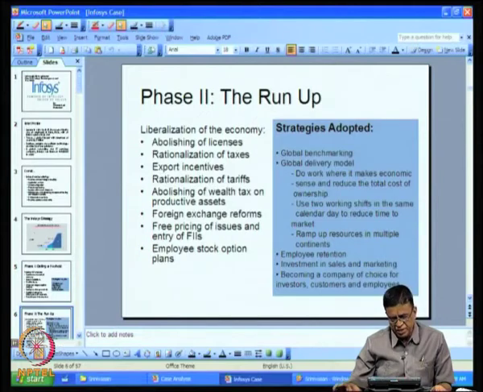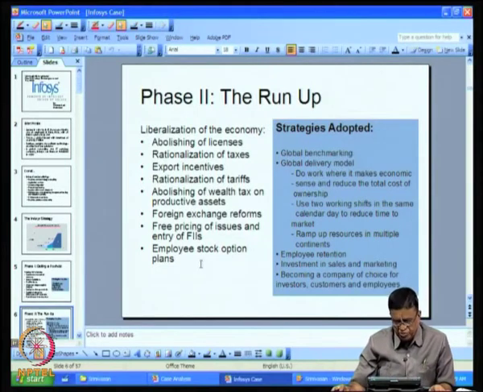What about the run-up stage? So, the run-up stage characterized the liberalization of the economy. So, what we saw during that time was the abolition of licenses, rationalization of taxes, then the export incentives, then the rationalization of tariffs, then abolishing of wealth tax on productive tax assets, then foreign exchange reforms, then free pricing of issues and entry of foreign FIIs, foreign institutional investors, then the employee stock option plans.